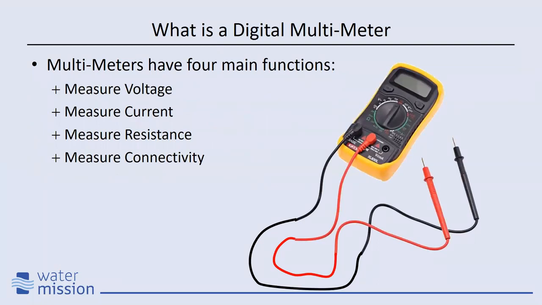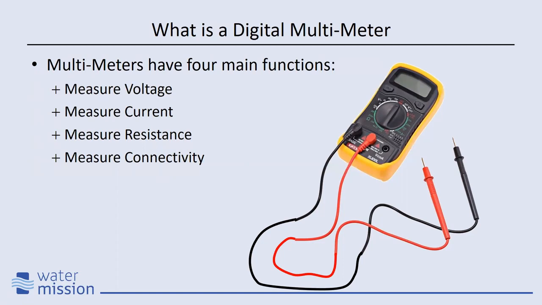So, a multimeter has four main functions. You've probably seen them, but we have a photo of one here. The primary reason for using a multimeter is going to be to measure the voltage across system components. Secondly, you're going to use a multimeter to measure your electrical current. To a lesser extent, you're going to use it to measure resistance.